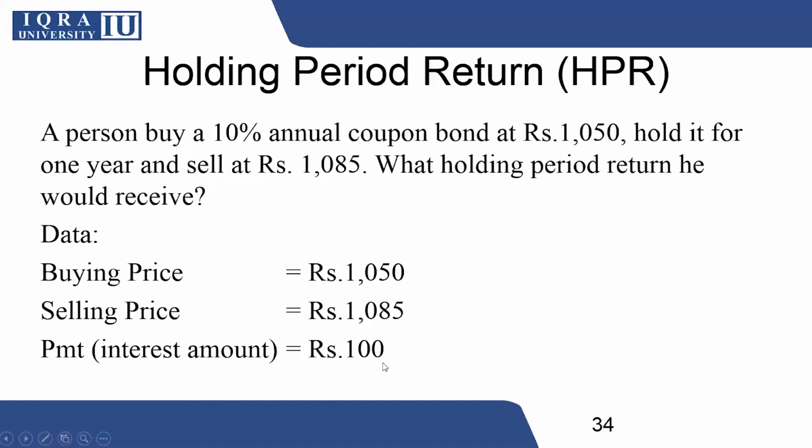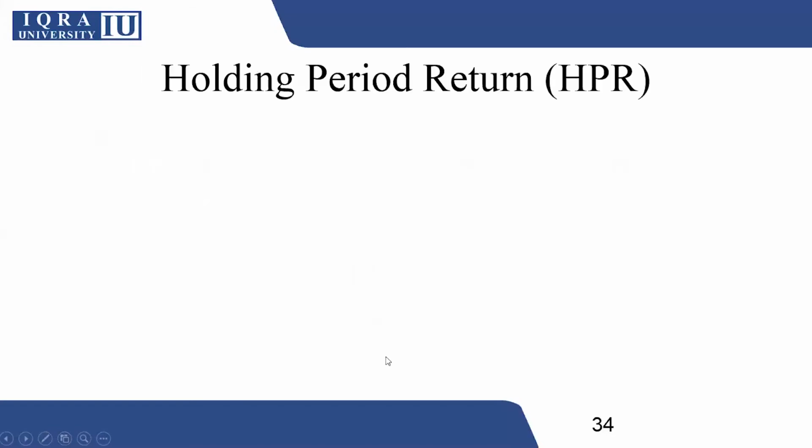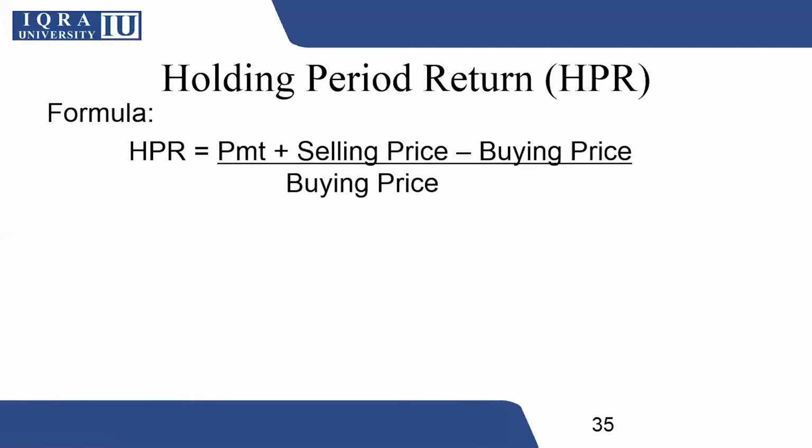So his actual return that he is able to generate is split into two parts. The one is capital gain, the difference between the buying price and the selling price, and second, the interest amount that he received. So the formula will come like this.